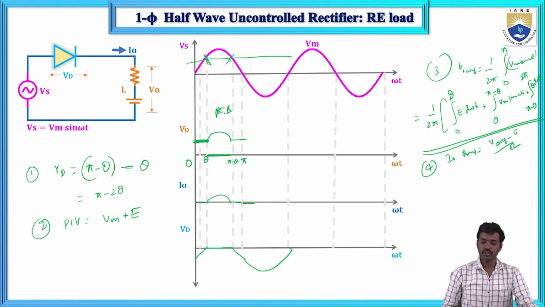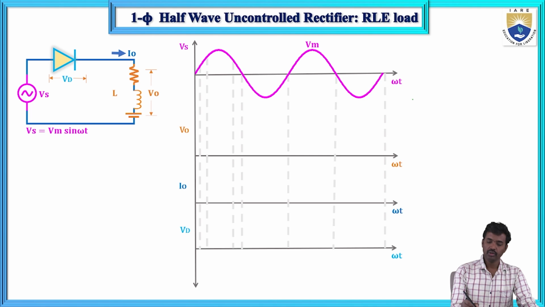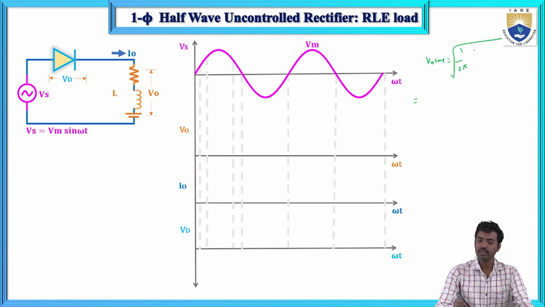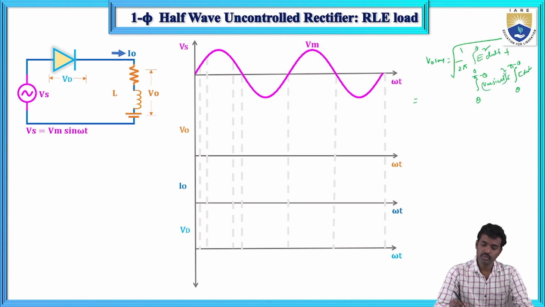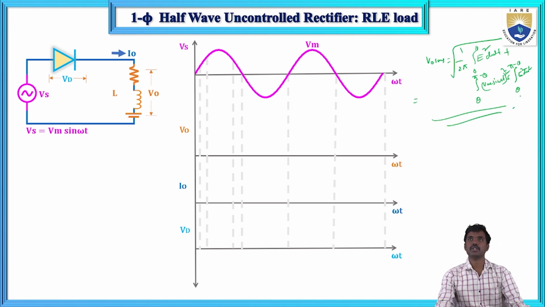So now in the same way for the RMS value, V0 RMS equals the square root of 1 by 2 pi times the integral from 0 to theta of E square d omega t, plus the integral from theta to pi minus theta of (Vm sin omega t) square d omega t, plus the integral from pi minus theta to pi of E square d omega t. So this is the case for V0 RMS square.